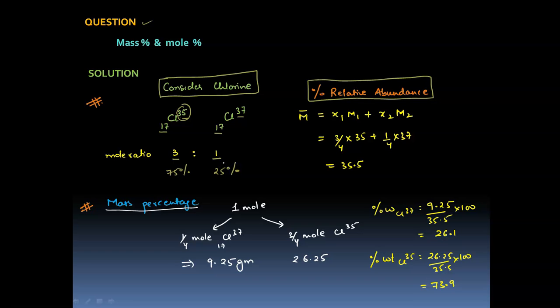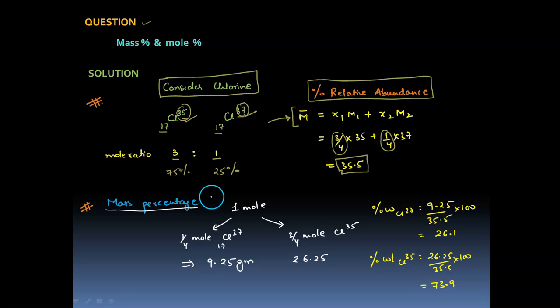And if we have to find the average molecular mass, what is molecular mass? That is basically the weight of 1 mole. So if you have 1 mole, then 3/4 mole will be chlorine 35 and 1/4 mole will be chlorine 37. In that case we use the formula for average molecular weight: 3/4 moles of 35 and 1/4 moles of 37, that completes 1 mole of the mixture, and for that we get the weight as 35.5, which is the molecular weight of chlorine.